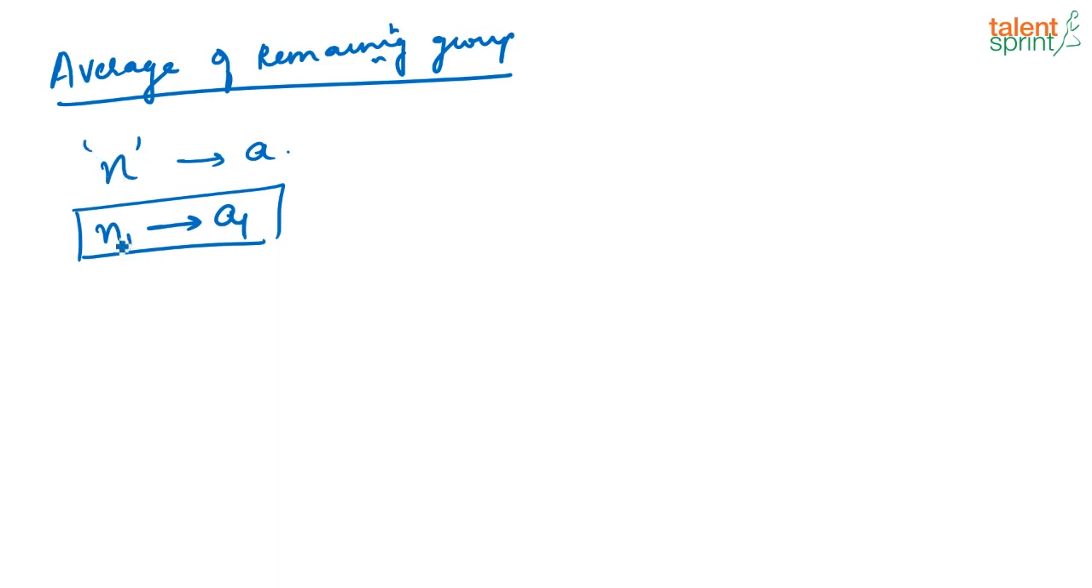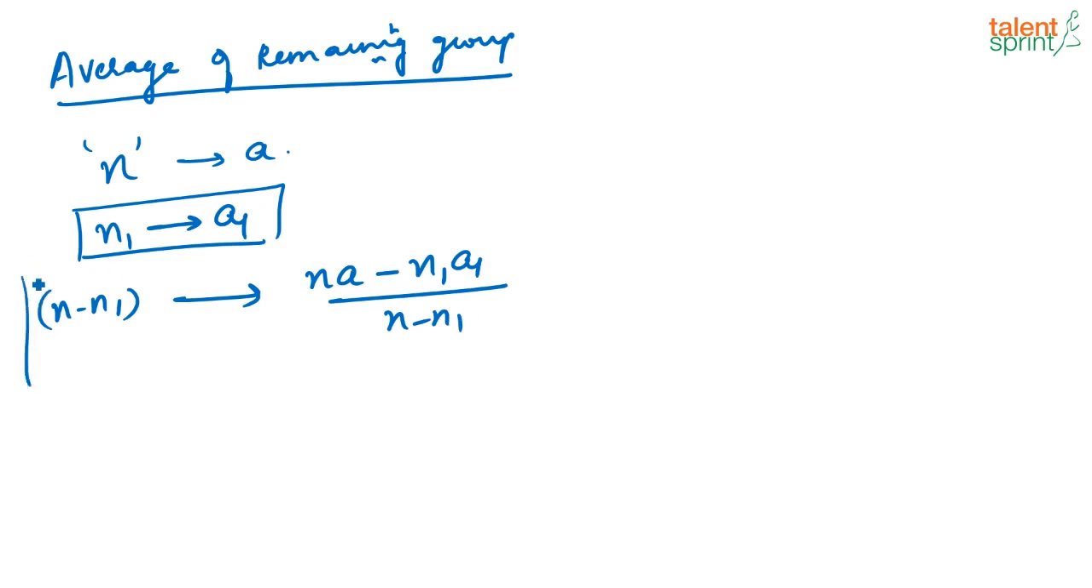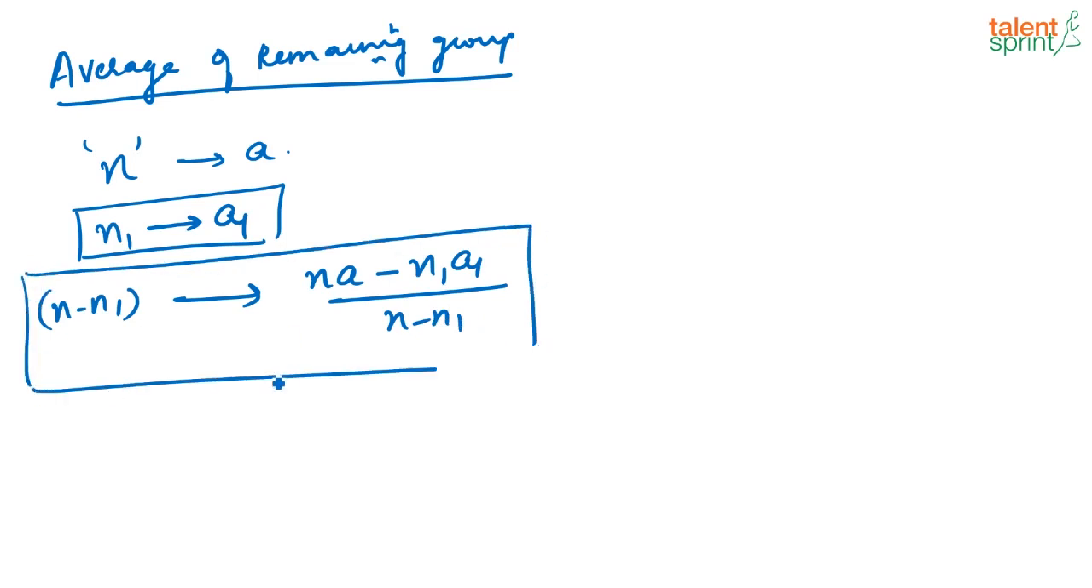Out of this n elements, n1 elements have average A1, then the average of the remaining n minus n1 elements is given by nA minus n1 A1 divided by n minus n1. So this is the formula to find out the average of the remaining variables in a group. Generally, let us say there is a group of people, and the average of the boys is given as some value. If the boys are excluded, what will be the average of the remaining people in the group?